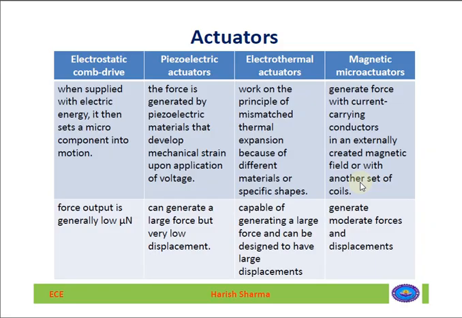There are four types of actuators. One is the electrostatic comb drive, the MEMS actuators that are based on the electrostatic force. Second is piezoelectric actuators, based on the piezoelectric principle. Third, electrothermal actuators, and then magnetic micro actuators.